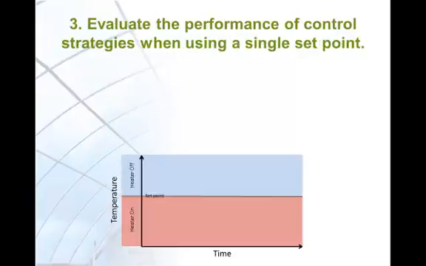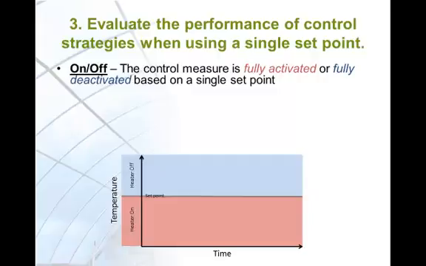Objective 3 is to understand the performance of control strategies for a single set point. We will start with on-off control. In on-off control, the corrective equipment is either fully activated or fully deactivated based on a set point. The key of on-off control is that the piece of corrective equipment is either full power on or off.